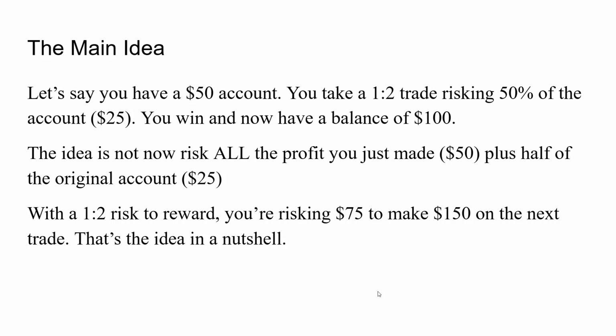But let's just say you have it and you risk 25 to try to make 50. That's 1 to 2. So you win. Now your $50 has turned into 100. What you're now going to do is risk all the profit you just made, which is the $50 you just made on that trade, plus the original 25. So now you're risking $75 to make $150 on the next trade. That's the idea in a nutshell.